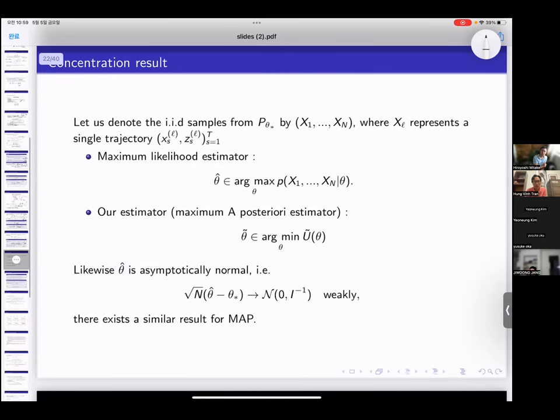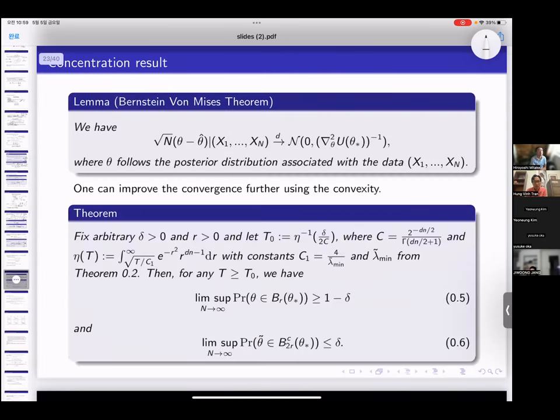Let me wrap things up with the main theorem. The main theorem is that the posterior distribution is centered around the true system parameter, and the maximum a posteriori estimator is concentrated on the true system parameter as well. The key component for this analysis is the Bernstein-von Mises theorem, which is a parallel version of the asymptotic property of the likelihood function.